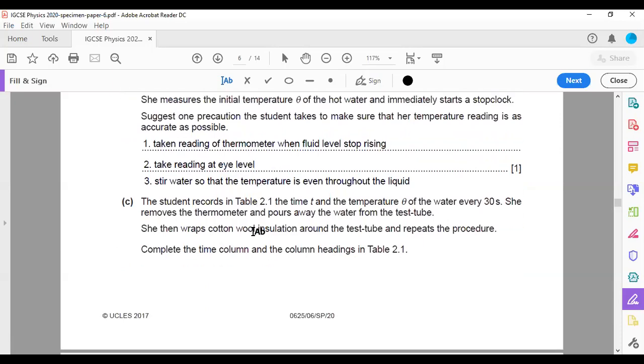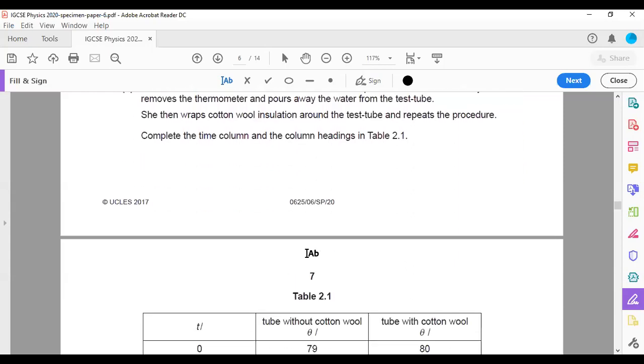They said now the student records in table 2 the time t and the temperature theta of the water every 30 seconds. So she started at 0. She removes the thermometer and pours away the water from the test tube. She then wraps cotton wool insulation around the test tube and repeats the procedure. Complete the time column and the column headings of table 2.1.